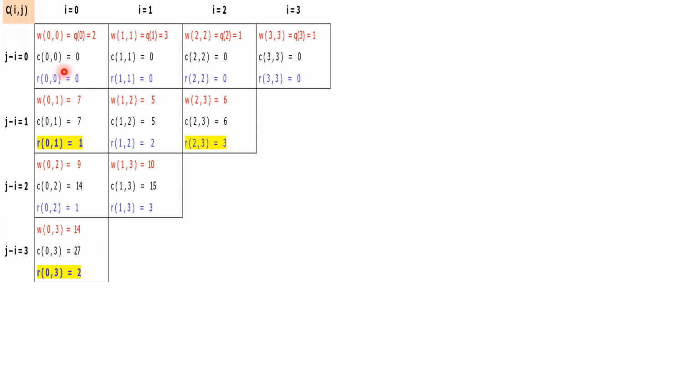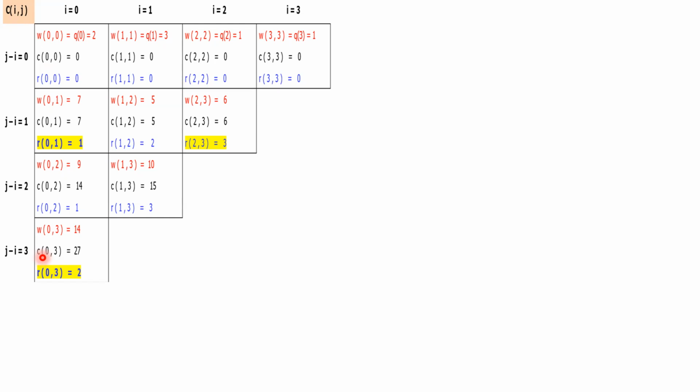C of 0, 0 is a sub problem. C of 1, 1, C of 1, 2, C of 2, 3, all these are sub problems. So I have divided a bigger problem into sub problems. I have also tried to solve the sub problems and tabulated the solutions. Once solutions to all the sub problems are ready, then from this tabulated information, we are going to extract the final result for the given problem.